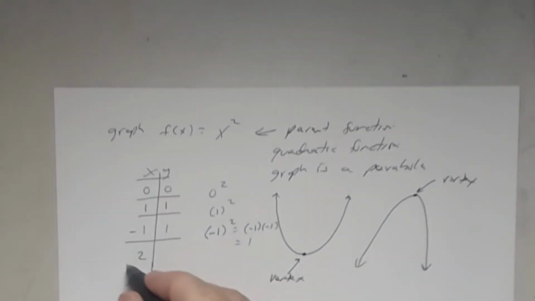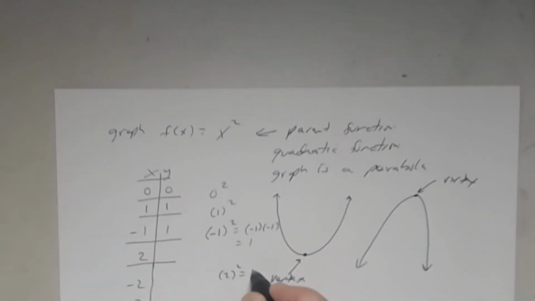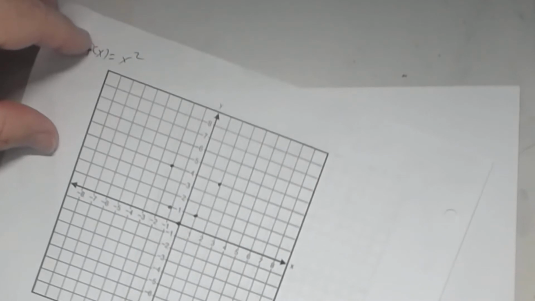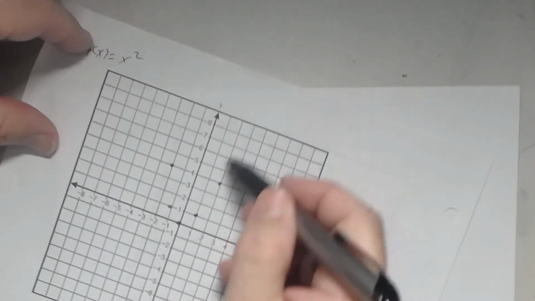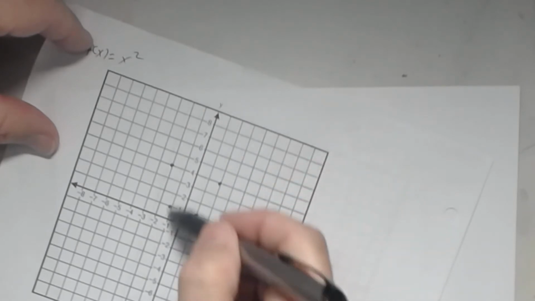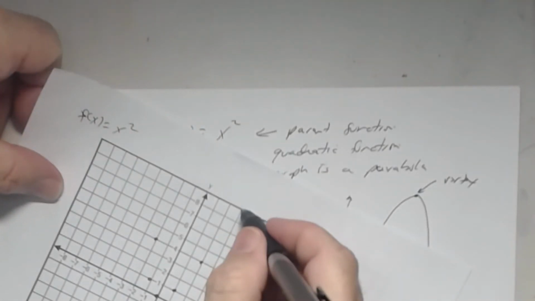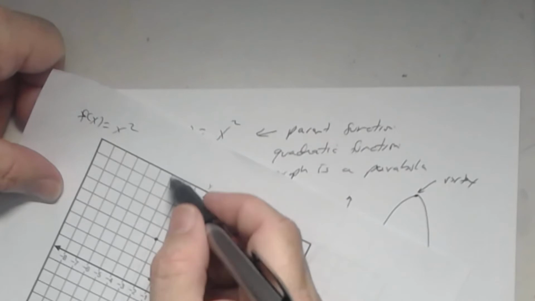And then if x is 2, I get 2 squared, which is 4. When x is -2, I get -2 squared, which is also 4. So I get these points: 2, 4, -2, 4. And you can actually see the shape of that parabola. You connect the dots in a curve, you can actually see it. But let's do the 3 and -3. If x is 3, 3 squared is 9. And if x is -3, -3 squared is 9. So you get 3, 9, and then -3, 9.